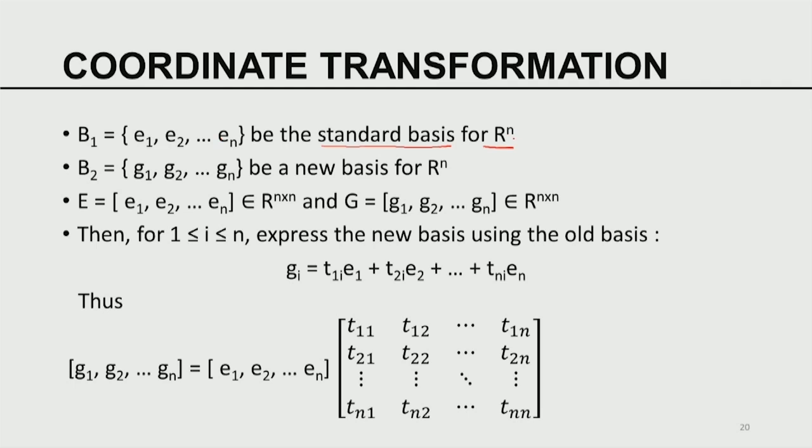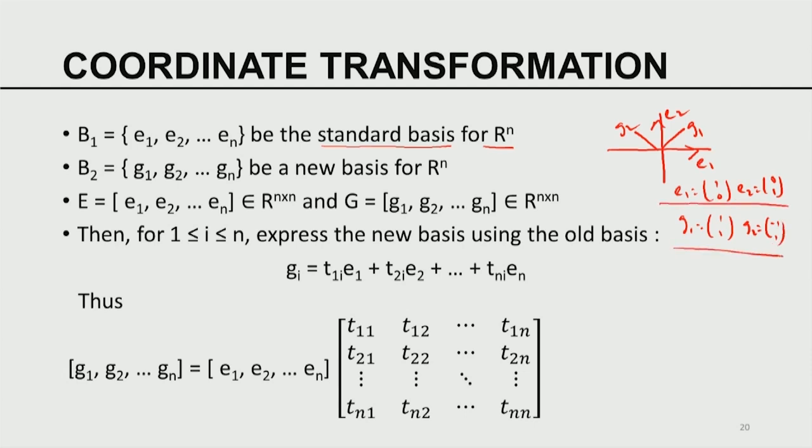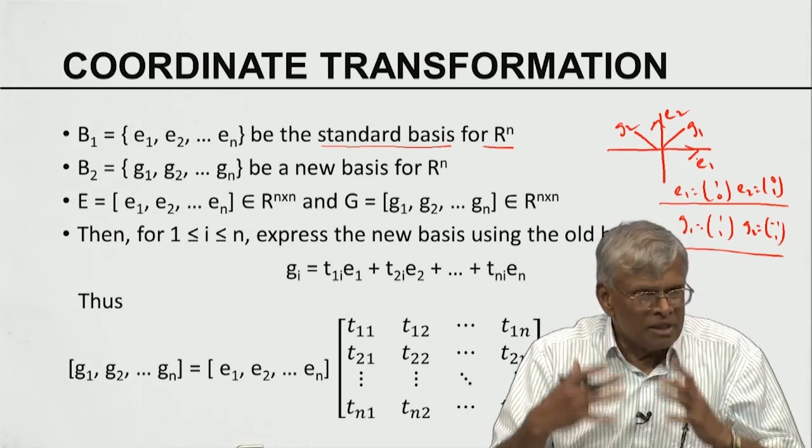Given a space, there are multiple bases for it. For example, if I have R2, e1, e2 is one basis. So e1 is equal to (1, 0), e2 is equal to (0, 1). I could also consider g1 and g2. What is g1? g1 is (1, 1). What is g2? g2 is equal to (minus 1, 1). That is also a basis. So given a space, I can have multiple bases.